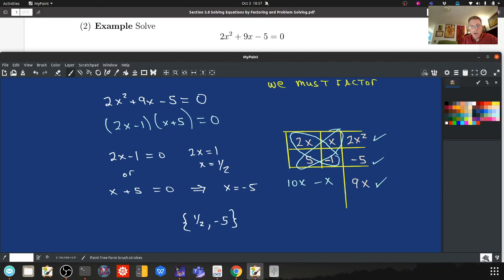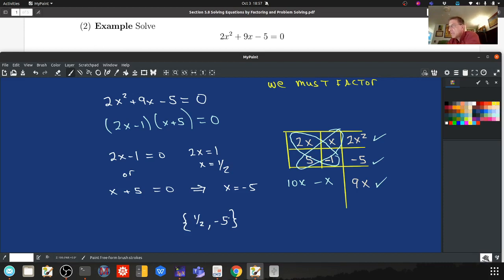And just recall, sets are not ordered. 1/2, minus 5 is perfectly fine. Minus 5 first, 1/2 second. Sets are made up by their elements, not the order in which the elements occur. So there we have that one.